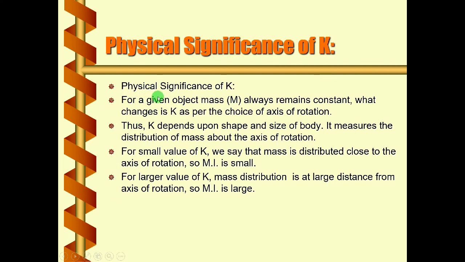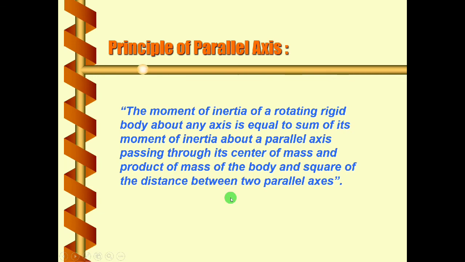What will you write? For physical significance, you will first write that radius of gyration depends upon the shape and size, it depends upon the distribution of mass about the axis of rotation, it depends upon the position and orientation of the axis of rotation, and then you will state these 2 points. For a small value of K, mass is distributed close to the axis of rotation. For a large value of K, mass is distributed at a large distance from the axis of rotation.